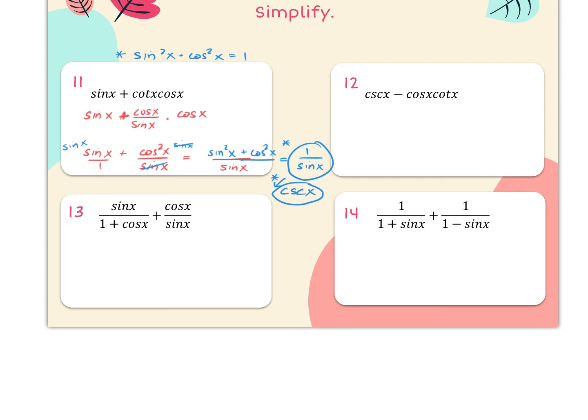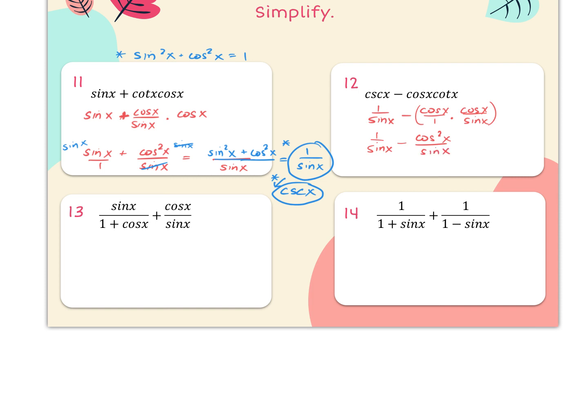So I'm going to put these in sine cosine form. So cosecant is 1 over sine x. Cosine is just, again, cosine x over 1, let's say. And cotangent is cosine of x over sine of x. So I'm going to simplify that right side. So 1 over sine x minus cosine squared x over sine x.